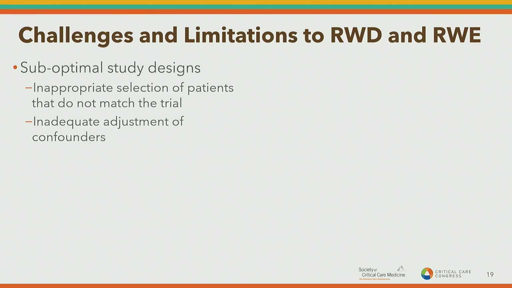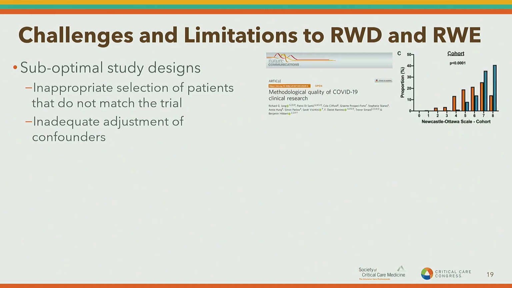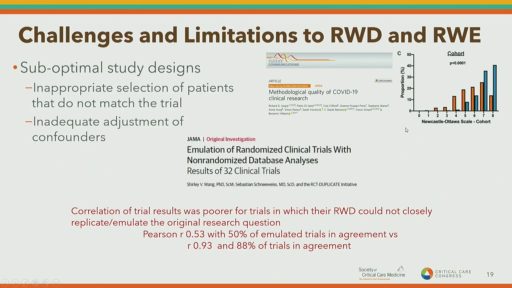But just like we have done with everything else, poor study design is going to limit the usefulness of real-world evidence. So that means inappropriate selection of patients, inadequate adjustment of confounders. And we know that this is true. When we looked at what happened during the pandemic, you can see actually the methodological quality of COVID trials, observational studies, was actually poorer than it was in the period before. And this is important because remember what I said about the RCT duplicate?